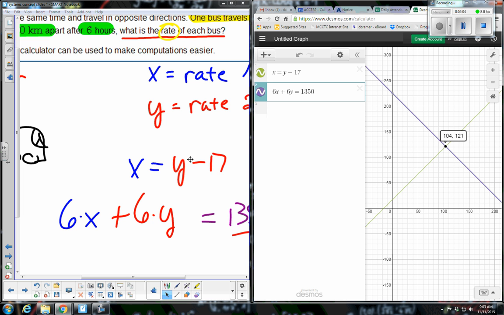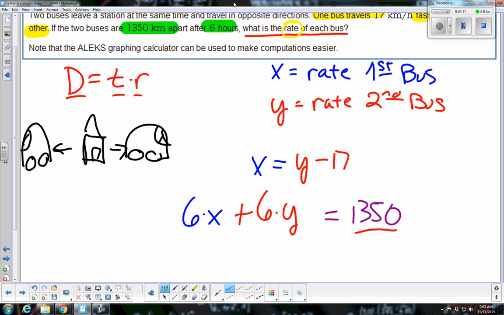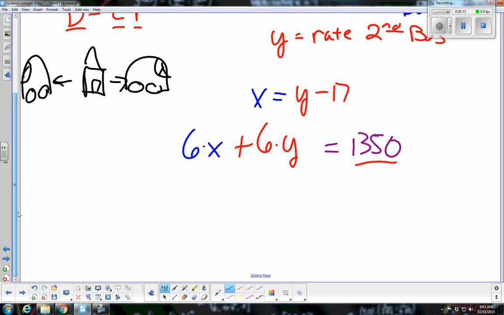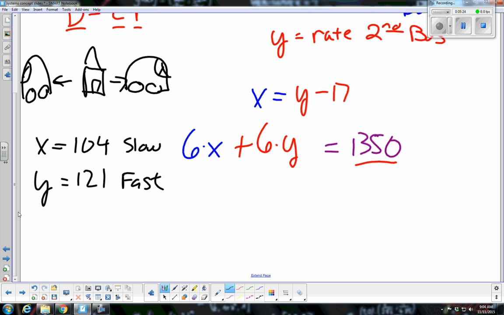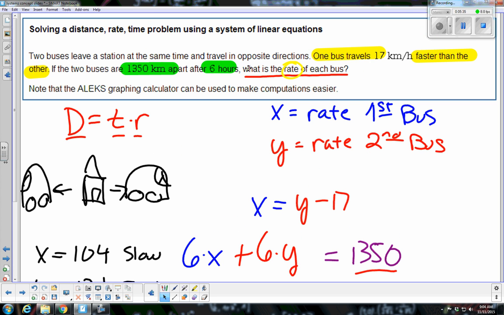Okay, so your answer would be 104 and 121. So x would be equal to 104, and y would be equal to 121. That would be the fast bus, and this would be the slow bus. And there you go, you're done. So the key in this problem is to know what you're trying to solve for. Know your variables right off in the beginning is the most important part, and that usually comes from that last sentence, like we talked about earlier. Okay, good luck.